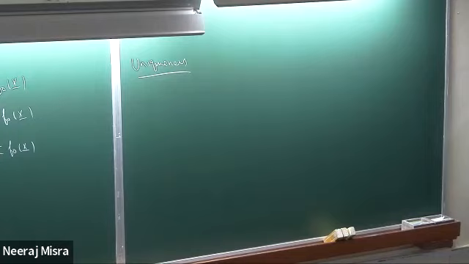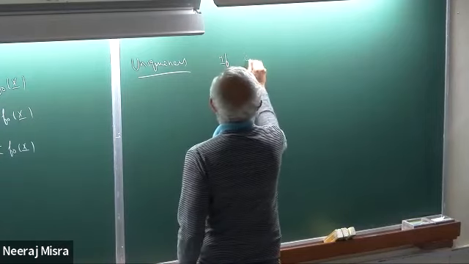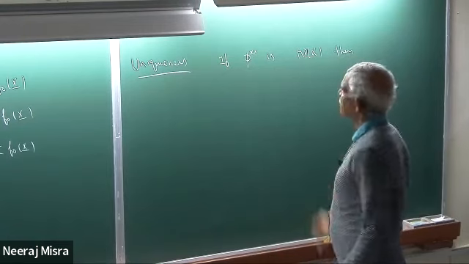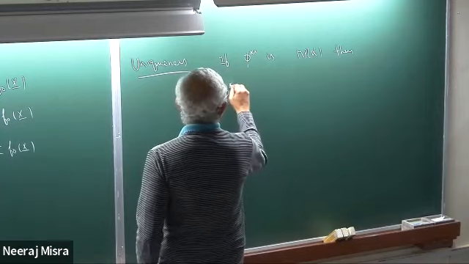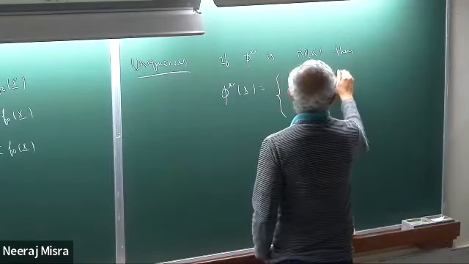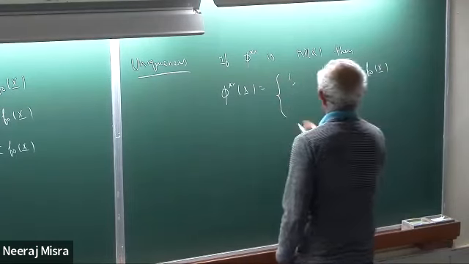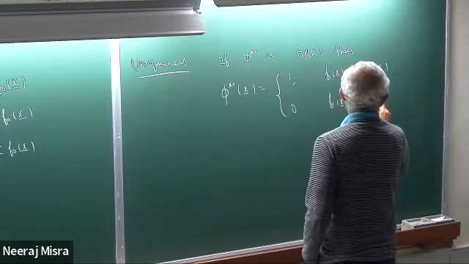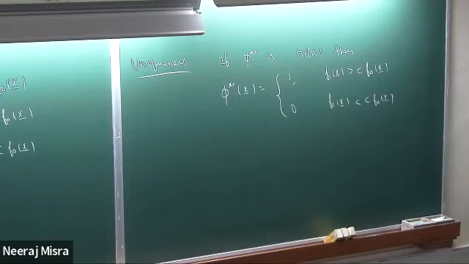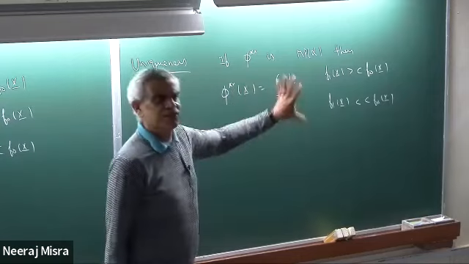of the MP alpha test. It says if phi double star is MP alpha, then phi double star x has to be 1 if f1x is greater than c times f0x, and 0 if f1x is less than c times f0x. That means its structure would be of this type. Now note that it doesn't say what would be the expected value of phi star x. I only know that such a test would have expected value less than or equal to alpha, because my requirement is that level should be less than or equal to alpha, right? It says nothing beyond that. Is that clear? So if phi star is UMP, MP alpha, it has to be of this type.